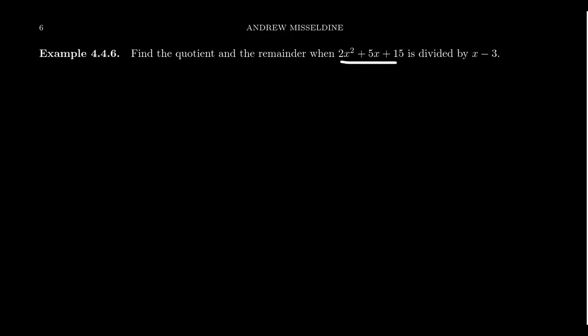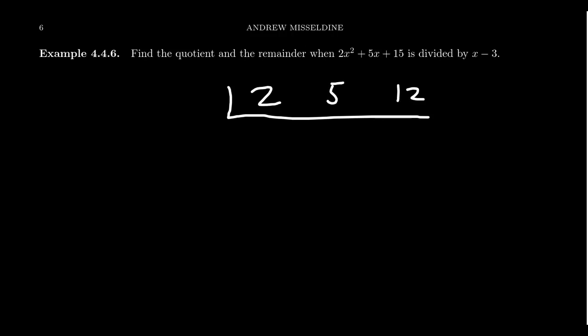So let's take the polynomial 2x squared plus 5x plus 15 and divide it by x minus 3. So we're going to record just the coefficients of the dividend in descending order. So we get 2, 5, and 15. And then we're going to divide this by, we just look at the number we're subtracting, x minus 3. So we record a 3 over here.